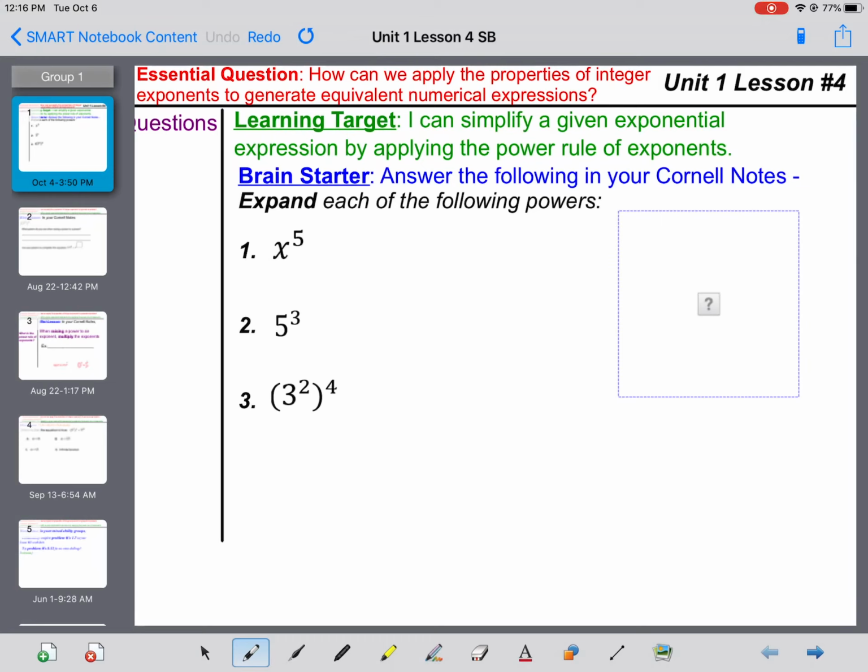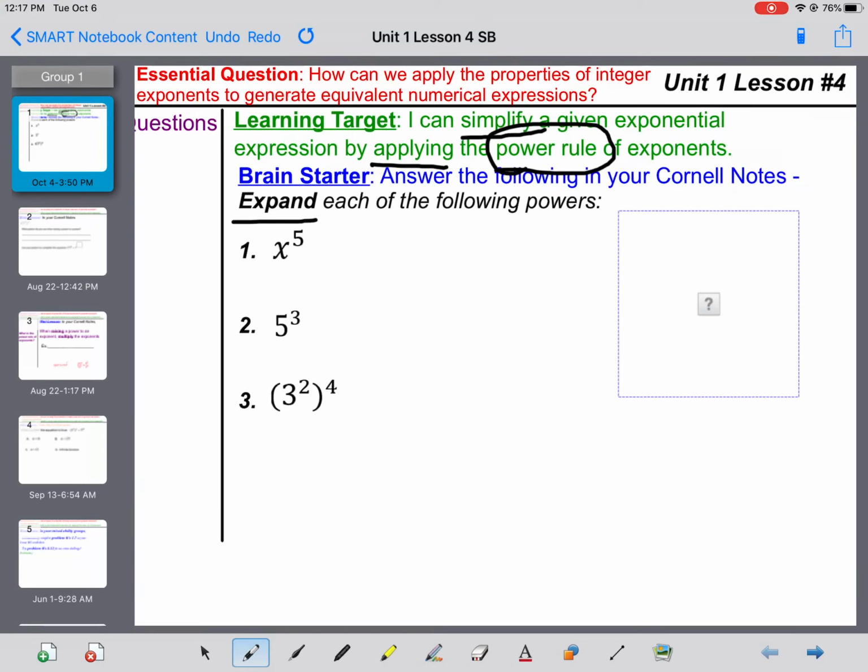Alright, so the two verbs in our learning target are, again, we're going to simplify expressions, and we're also going to be applying a rule, and today's specific rule that we're going to learn about is the power rule. So far we learned product, quotient, and now today we're learning the power rule.